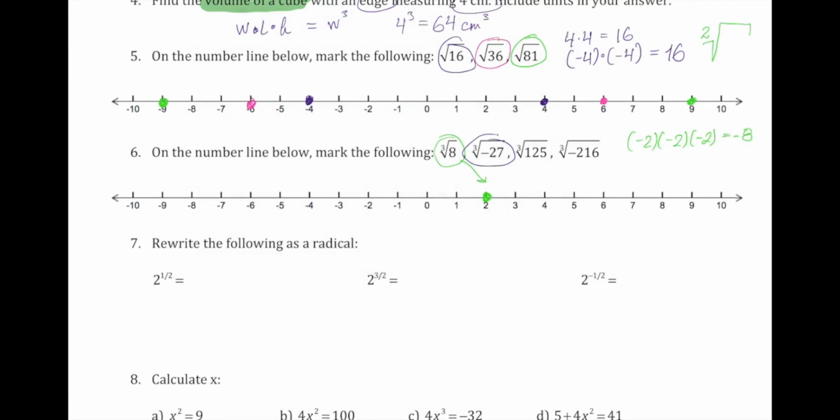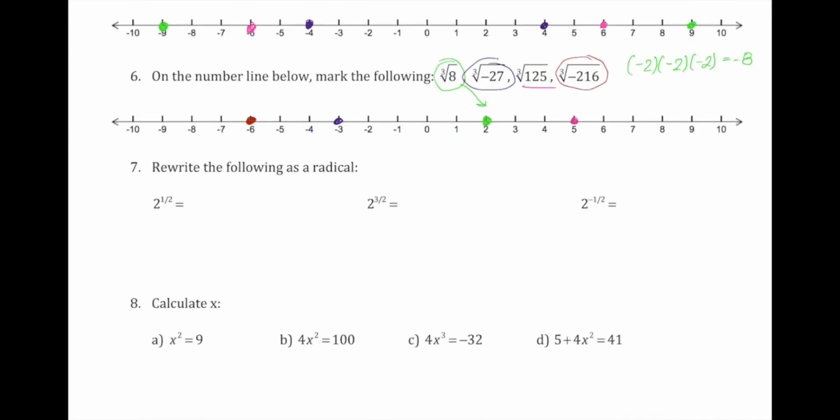Cube root of negative 27 would be negative 3. Cube root of 125 can be only positive 5. And finally, negative cube root of 216 is negative 6. There you go. Now these guys, if you watched the previous video, this should be easy, hopefully.